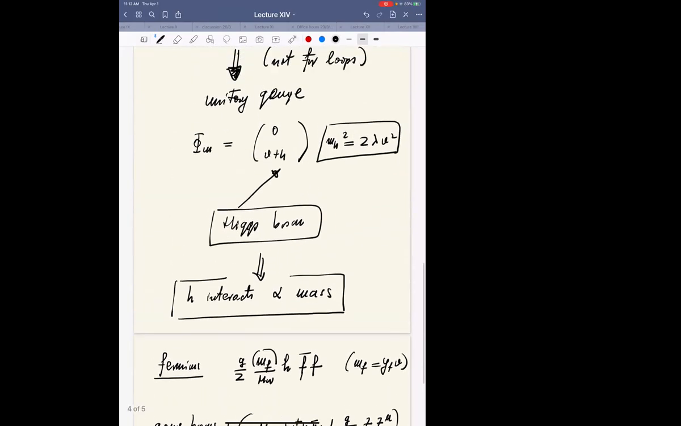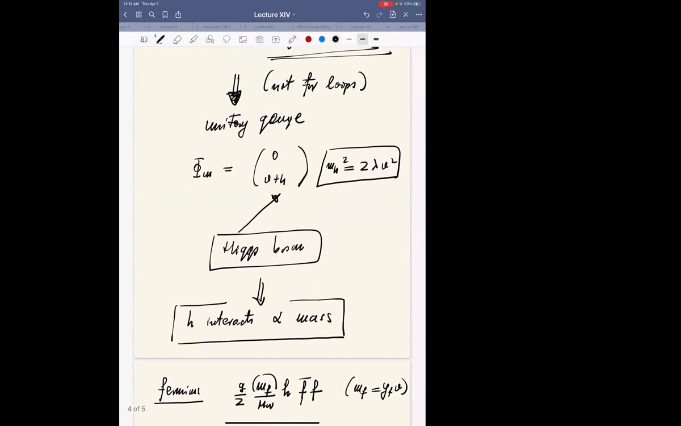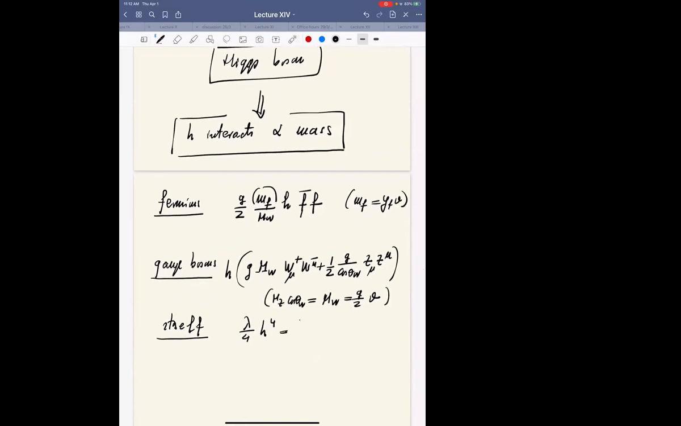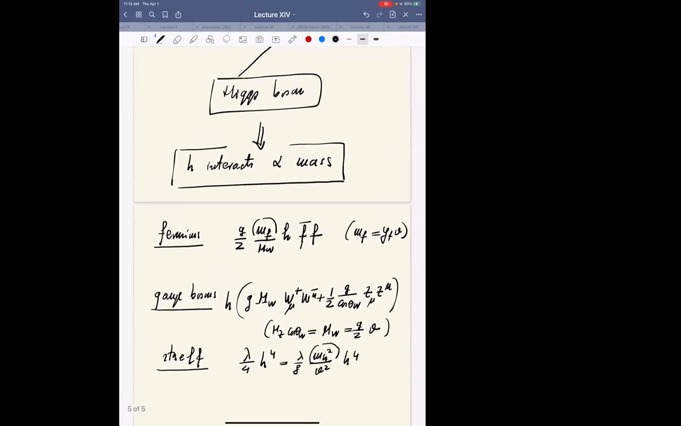And lambda is obviously, we can write, lambda over eight, MH square over V square, H to the fourth. I can write with MW, it doesn't matter. The important thing, it's always the Higgs mass. It's always the mass. Oh, what was missing here? Nobody noticed, MZ. It wouldn't be good. It has to be proportional to MZ.